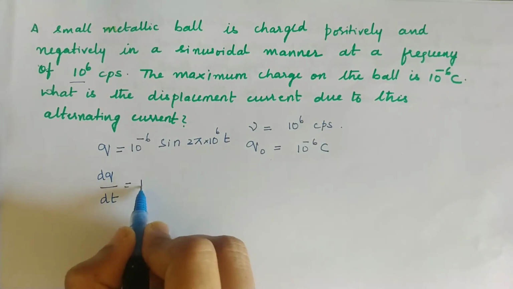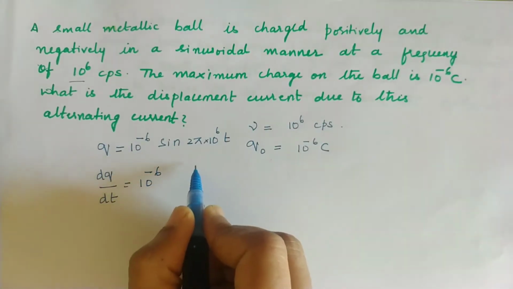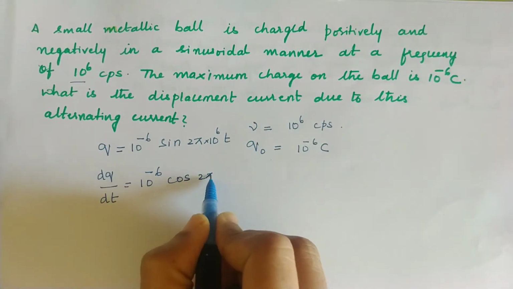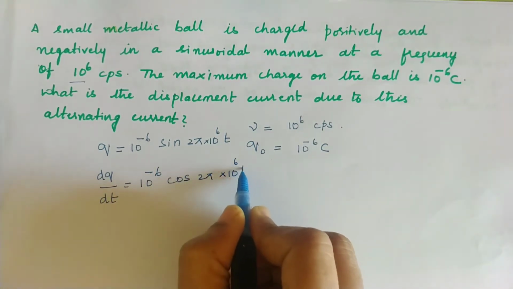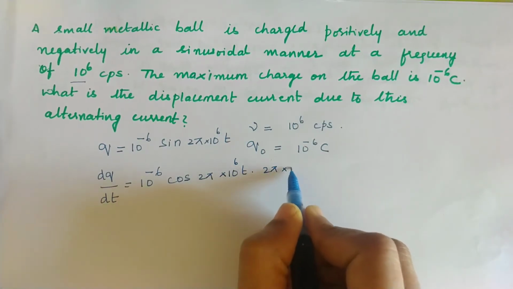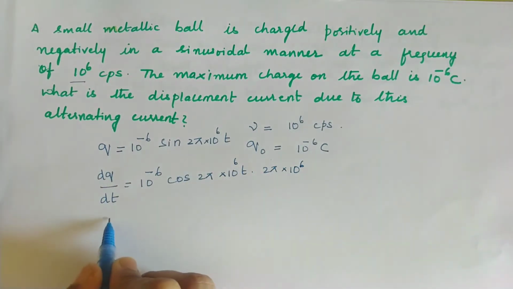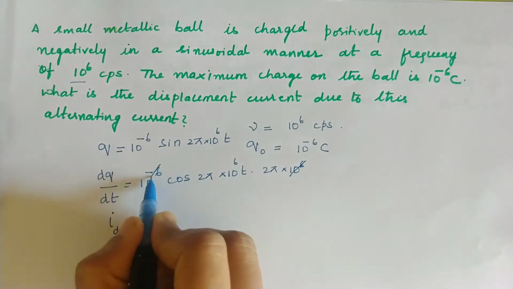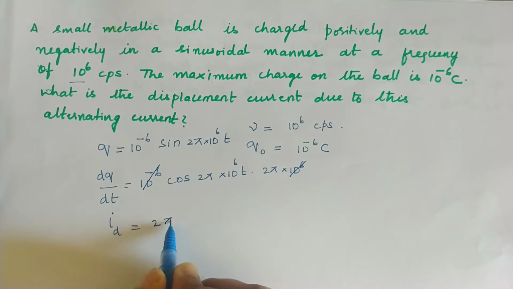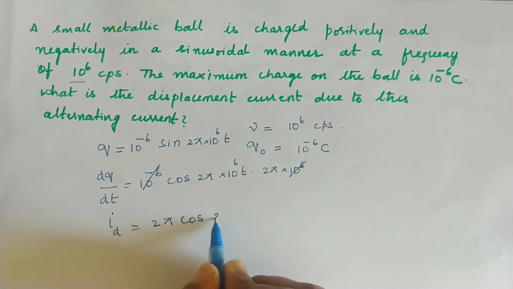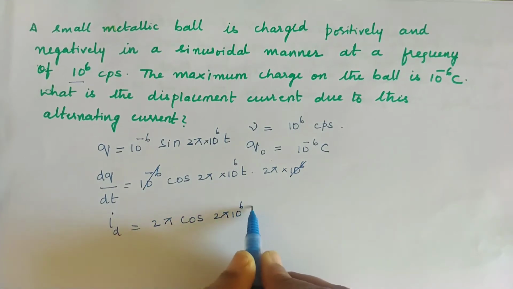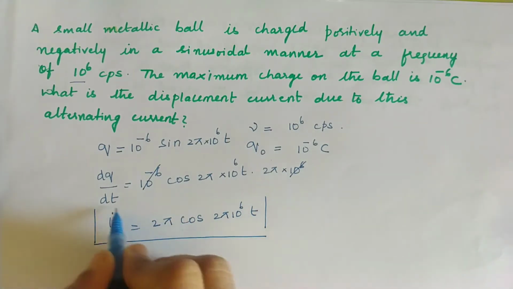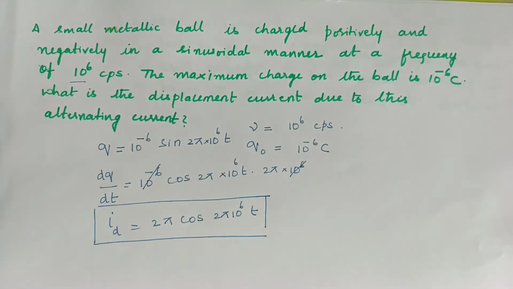dq by dt, differential of sine 2 pi into 10 power 6 t is cos 2 pi into 10 to the power 6 t into 2 pi into 10 to the power 6, or id is equal to 10 power minus 6 into 10 power 6, which will anyway get cancelled, 2 pi cos 2 pi 10 to the power 6 into t. So this gives you the expression for displacement current.